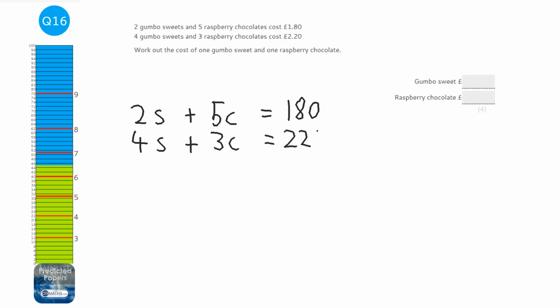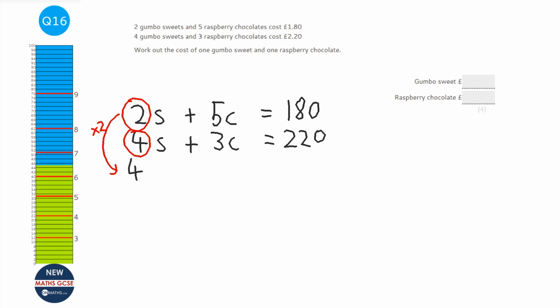equals 220. So to do simultaneous equations, you need one of the coefficients to be the same. Looking at the S and the C, to get the C's the same, I'd need to times all the numbers at the top by 3 and all the numbers on the bottom by 5 to get them both to 15. But if I look at the S, that's 2 and that's 4, so all I need to do is times everything in this first one by 2, and it would get these S's the same. So I'm going to times 5C by 2, and I'm going to times the 180 by 2, which would be 360.